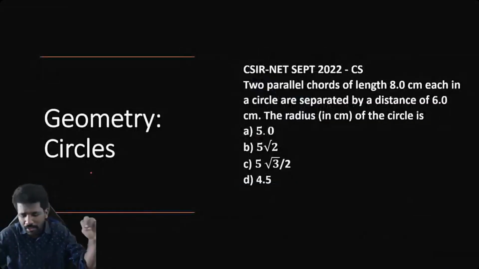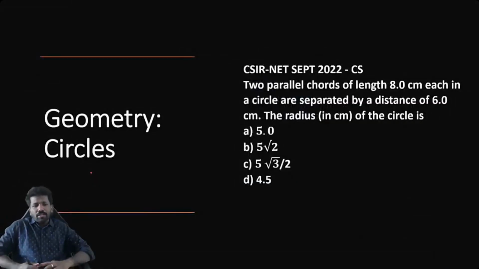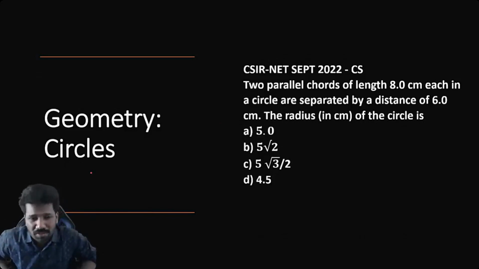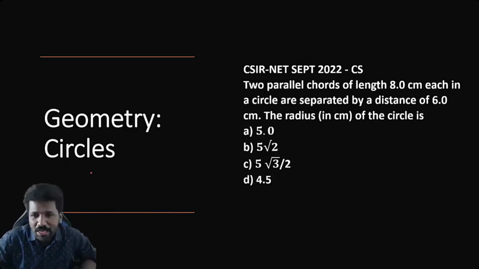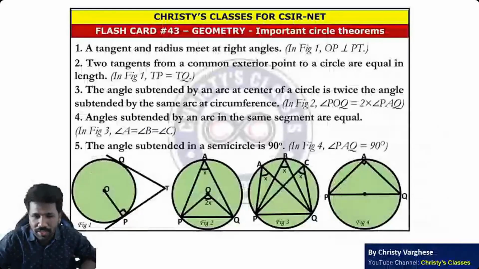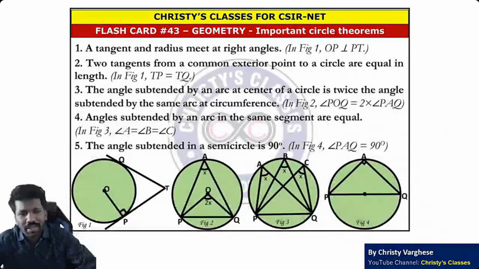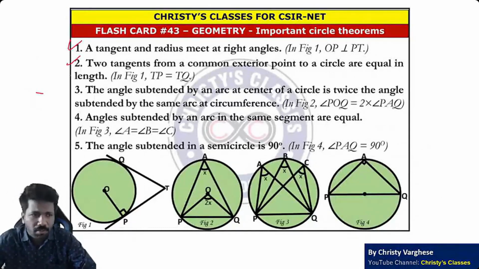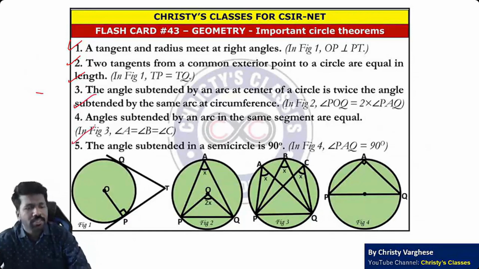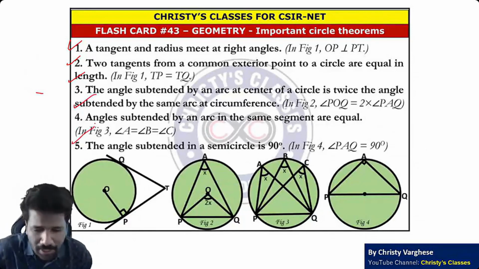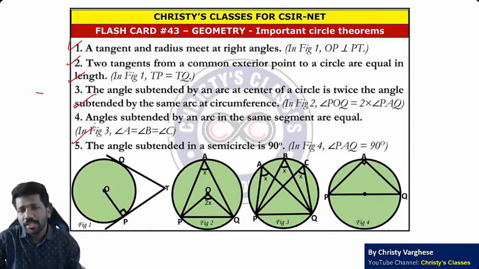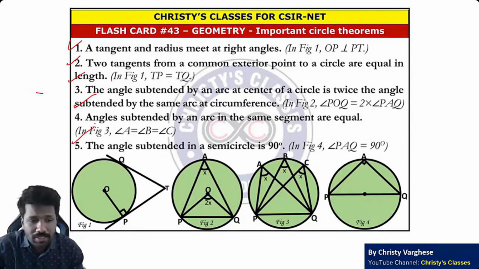So next very important unit is the geometry unit. There are many types of questions in geometry. One is circle related questions. A circle related question came in September 2022. In circle related questions there are mainly 9 theorems. These are 5 of them. The remaining 4 we will discuss in the particular lecture. So circle theorem related questions are asked, and other circle questions can also be asked.